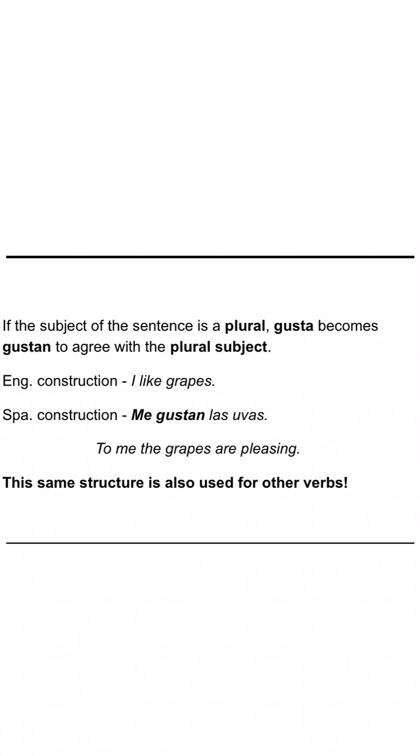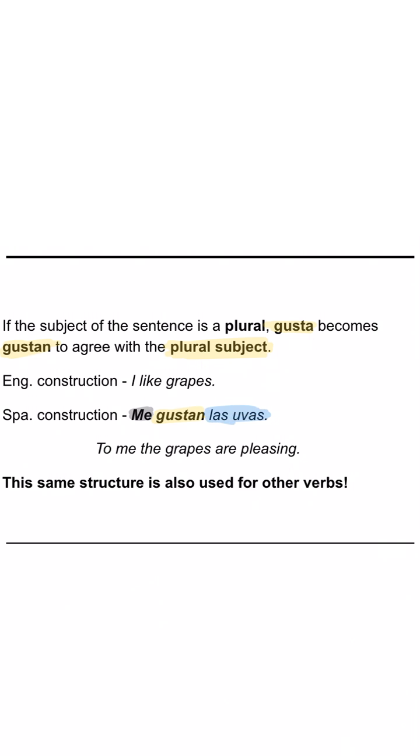We can also look at if the subject of the sentence is a plural, we remember that gusta becomes gustan. We see that plural form as it matches the plural subject. So for example, if I wanted to say the sentence, I like grapes, or again, grapes are pleasing to me, or to me the grapes are pleasing, however we want to do it. Our IOP goes first. Our verb form is in the plural sense, gustan, and then our subject here in blue, las uvas, or the grapes.